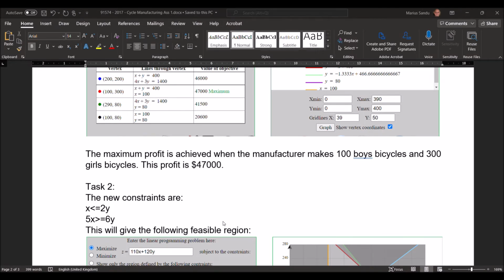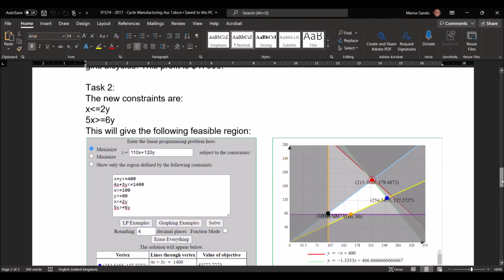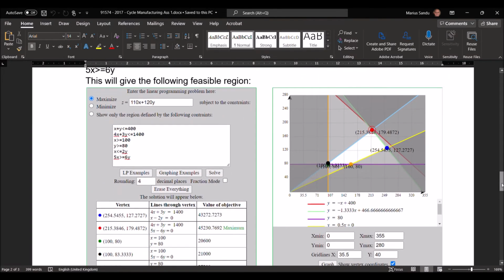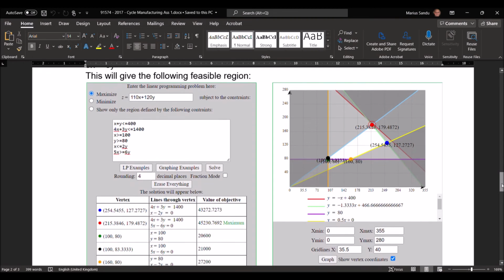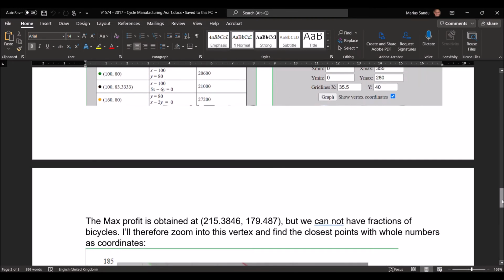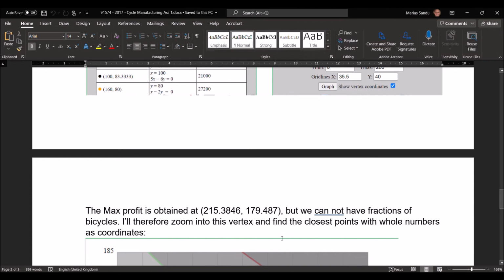So I've taken a snip of that and added it to our document. The max profit is obtained at this vertex, but we cannot have fractions of bicycles. We cannot have 215.3846 or 179.487 bicycles. I'll therefore zoom into this vertex and find the closest points with whole numbers as coordinates.